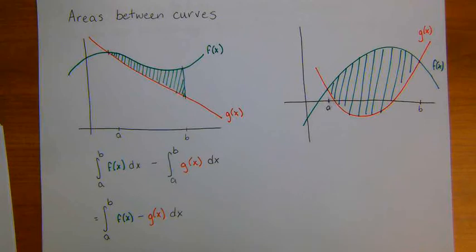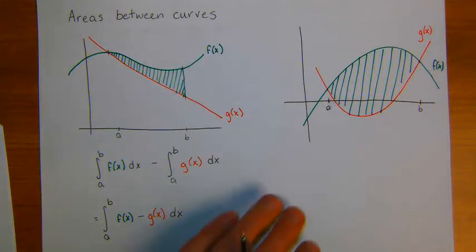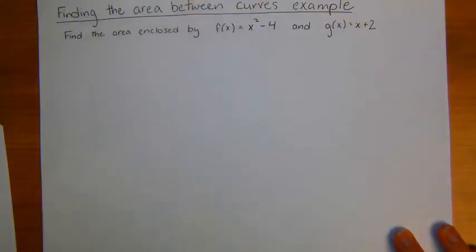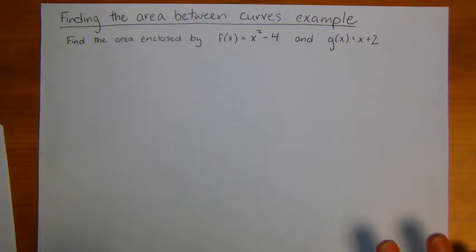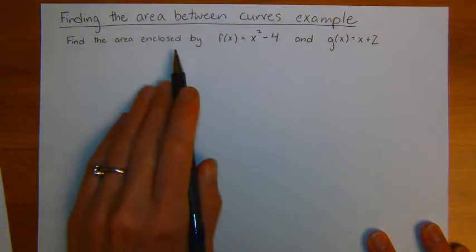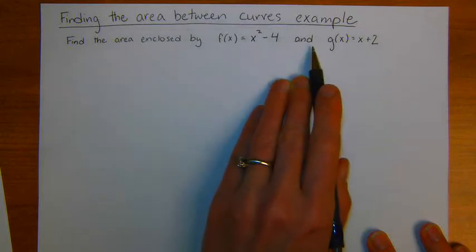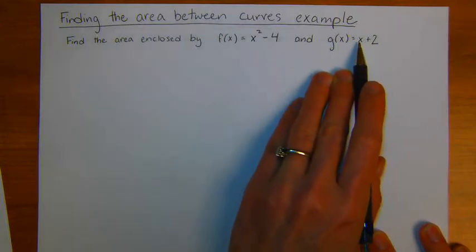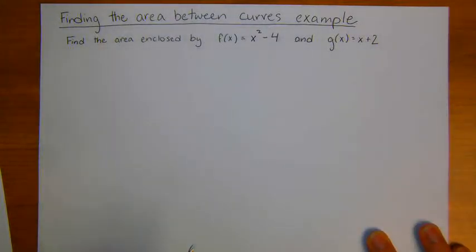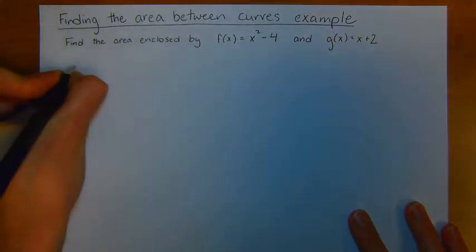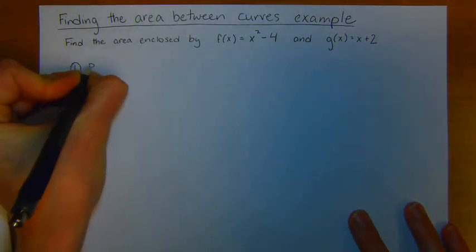So let's look at a couple of examples of how we can compute the areas between curves. Suppose we want to find the area enclosed by the function f of x equals x squared minus 4 and g of x equals x plus 2. There are a couple of things that we need to know in order to be able to solve this problem. One, we need to know the points of intersection.